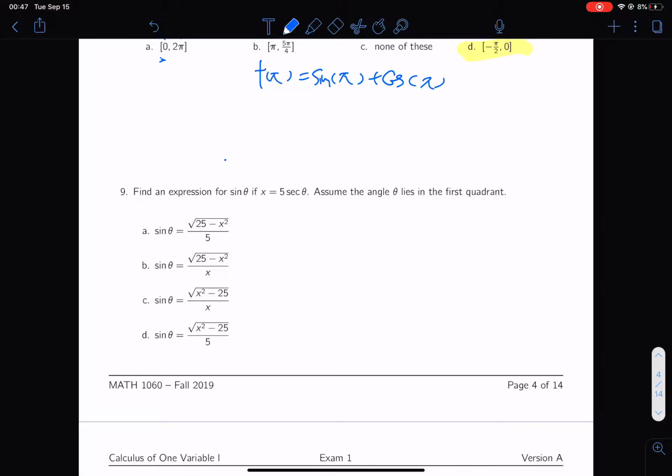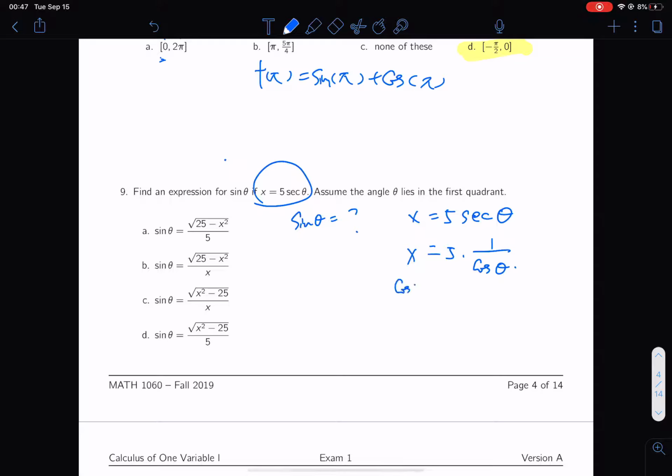The next one is asking, what is the sine of theta, if we are given that x is equal to 5 multiplied by secant of theta, and we know secant of theta is just 1 over cosine of theta. So now we know x is equal to 5 multiplied by 1 over cosine of theta. Then we can multiply by cosine theta on both sides, and we have cosine theta equals 5 over x.